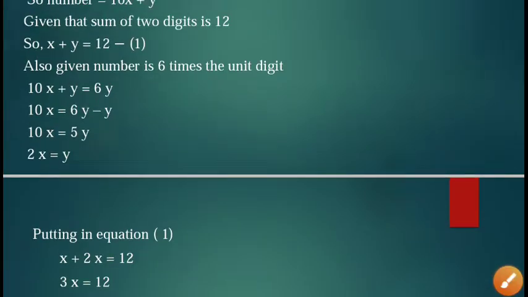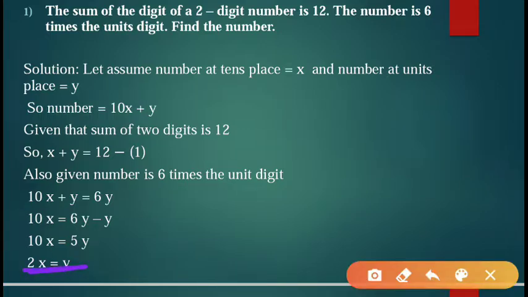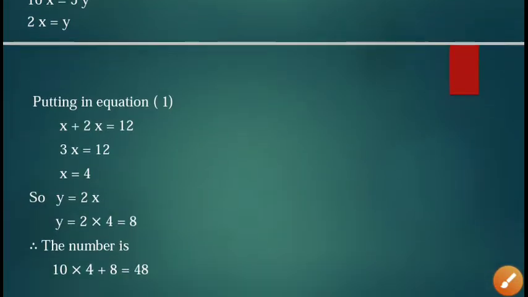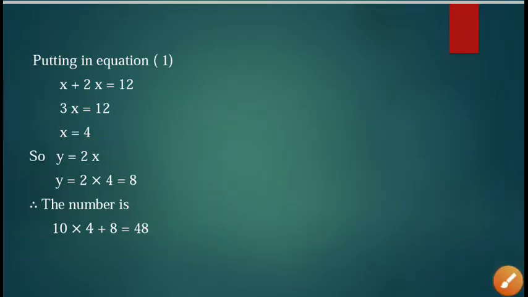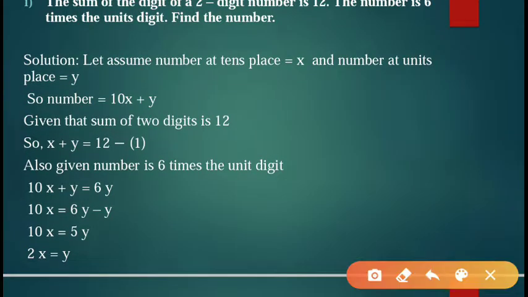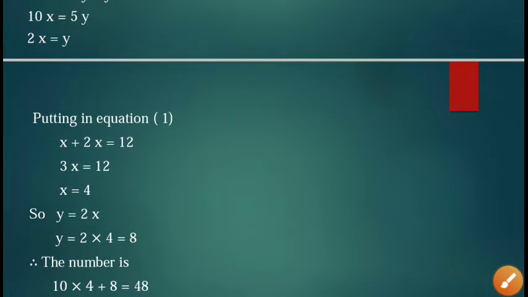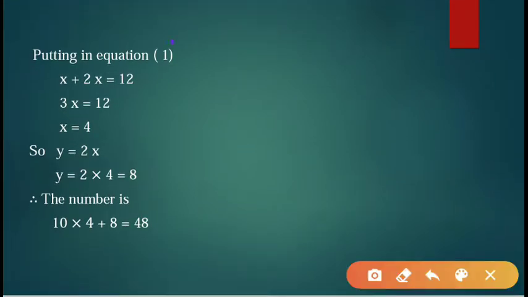You are having y is equal to 2x from here. If you are knowing the value of x, just put it. y is equal to 2x, and what is the value of x? The value of x is 4, so y will equal 8. Clear? Now, what was the original number we have assumed? We have assumed 10x plus y as the original number. So put the value of x and y in that.